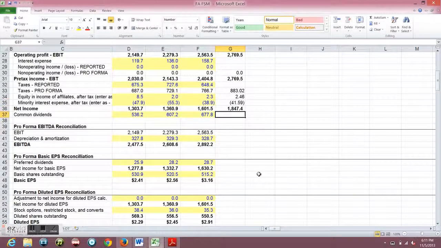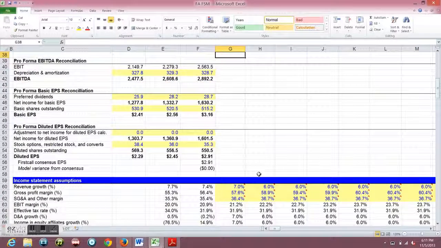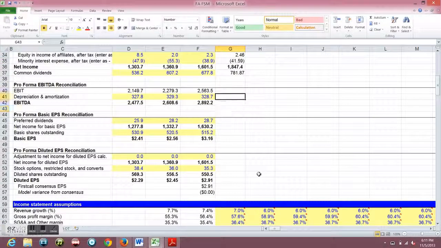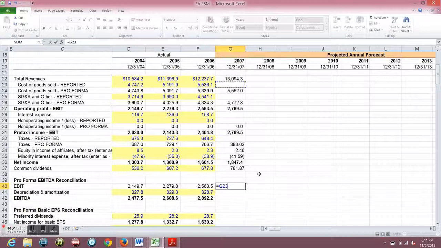And then our common dividends, well, how do we find our dividends payout ratio? Well, we're just going to take our net income, multiply it by our dividends payout ratio right here. Press enter, so we have our dividends. And our EBIT, well, we had our EBIT over here, which is right here, so we have our EBIT.